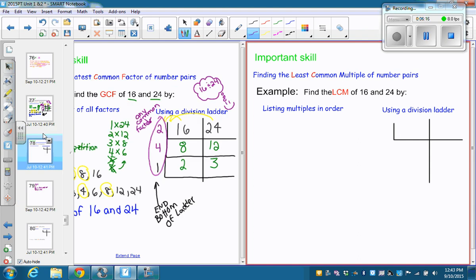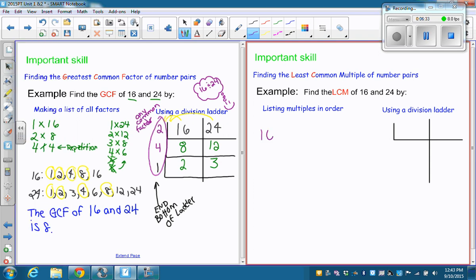So, as you know, the other skill we've been talking about in class is finding the least common multiple of a pair of numbers. So if I look at 16 and 24, and I want to find the least common multiple, I have to make my list of multiples of 16. So 16 plus 16 is 32. Add another 16, and I get 48. Add another 16, and I get 64.